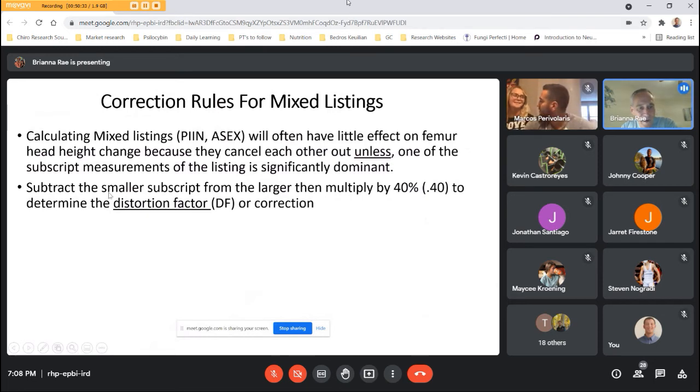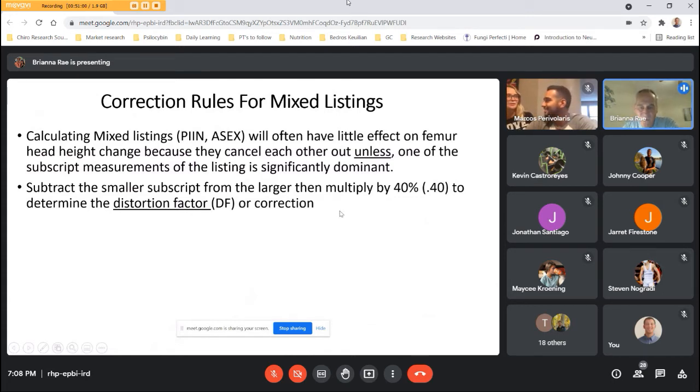So you want to subtract the smaller subscript from the larger subscript and then multiply by 40, which is your 40% rule, to determine what we call the DF, or the distortion factor, or another way to describe it is the correction. We've been using the word correction, but that 40% calculation is determining what we call a distortion factor.